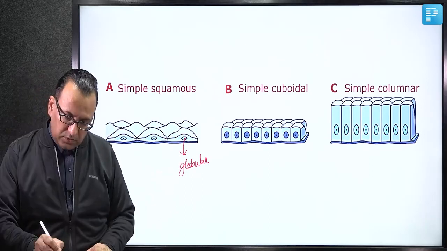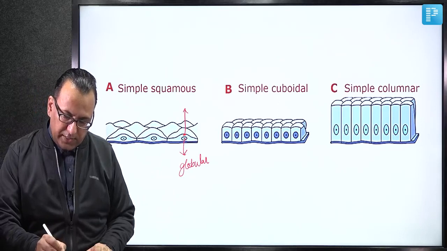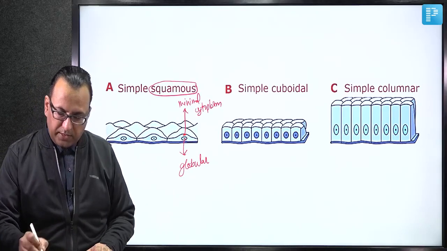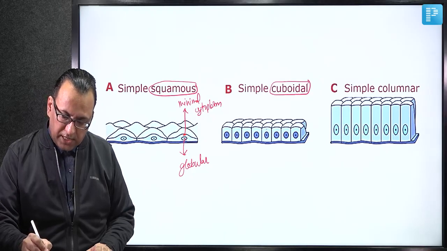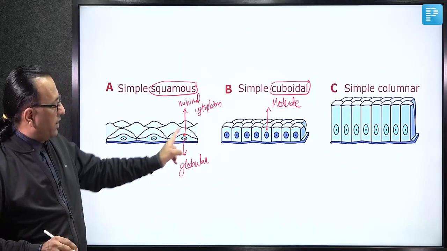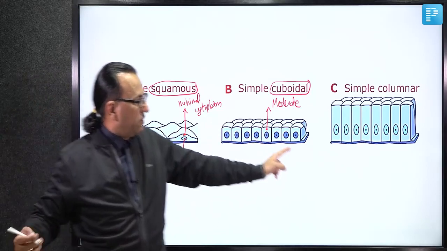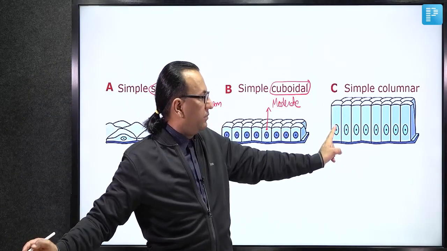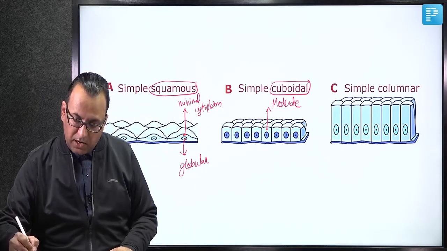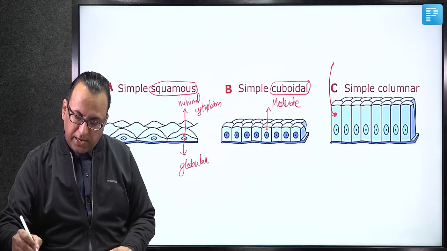As we notice, the cytoplasm above the nucleus is minimal, which is of moderate amount if it comes to the cuboidal. So cytoplasm above the nucleus is moderate in amount. And if you compare it with the cytoplasm of the nucleus in the columnar epithelium, then it is large amount of cytoplasm. You can mention here a large column of cytoplasm is there.